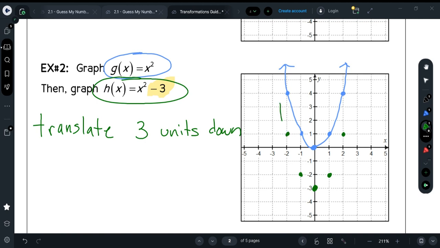Okay, and we get the exact same graph, still the same shape. If you remember the name of that shape, it's a parabola. So we still have a parabola, except now it's been translated 3 units down.